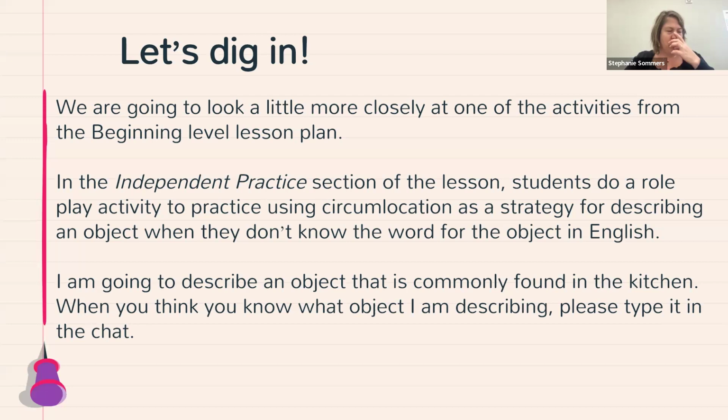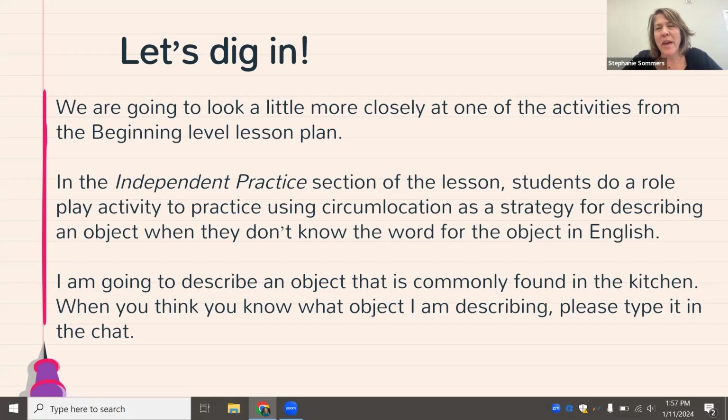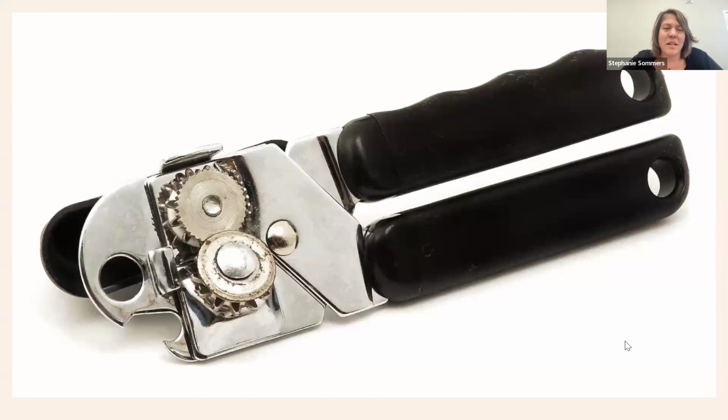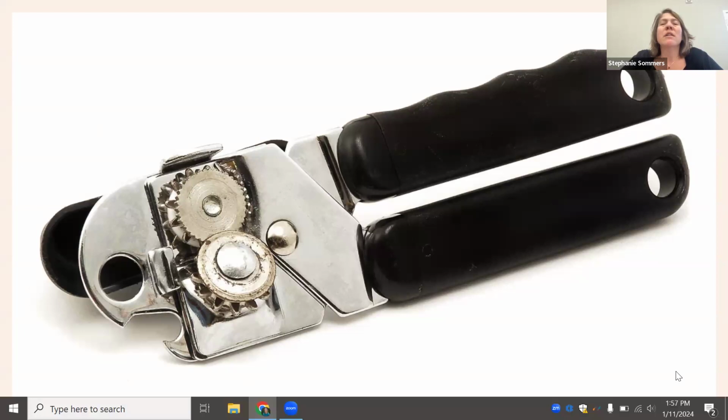So this object is found in the kitchen. It is small enough to hold in your hand. It is a tool. You might use it when you're getting ready to prepare a meal. It has a handle and then a top part that is metal. And you use it to be able to open up something that you want to eat. Yes. Good. So yes, if we go to the next slide, many of you guessed my object was a can opener. That's right. So a small object, you hold it in your hand, use it as a tool.